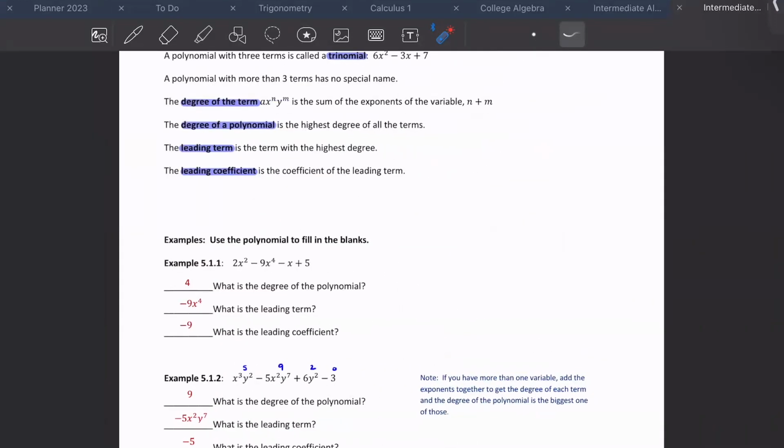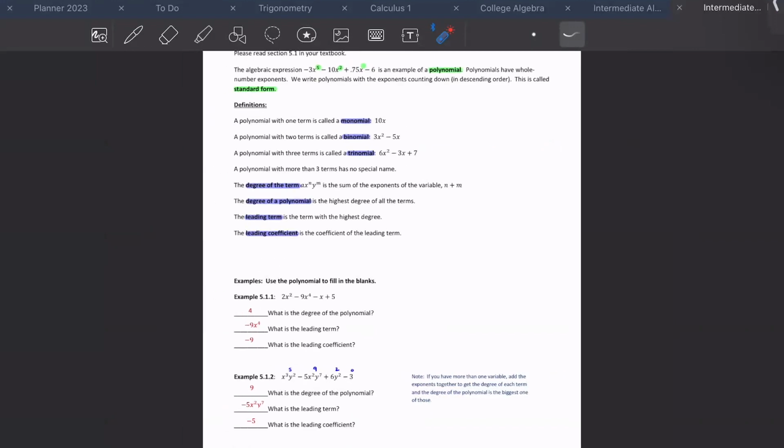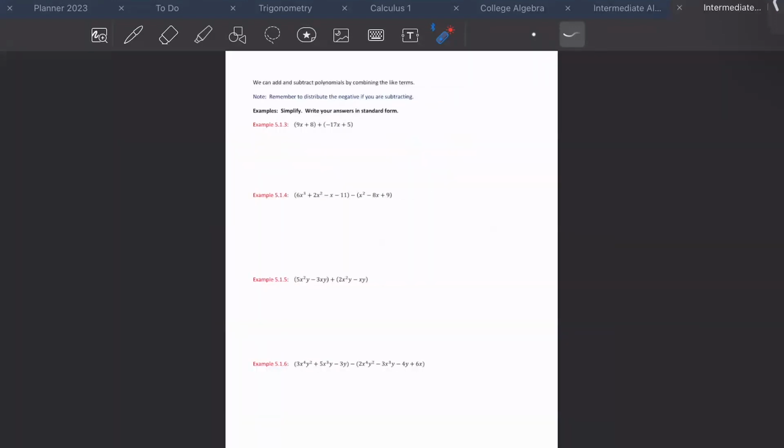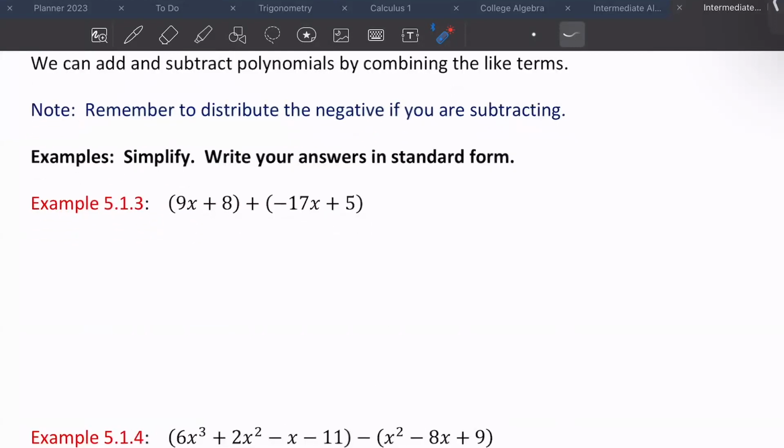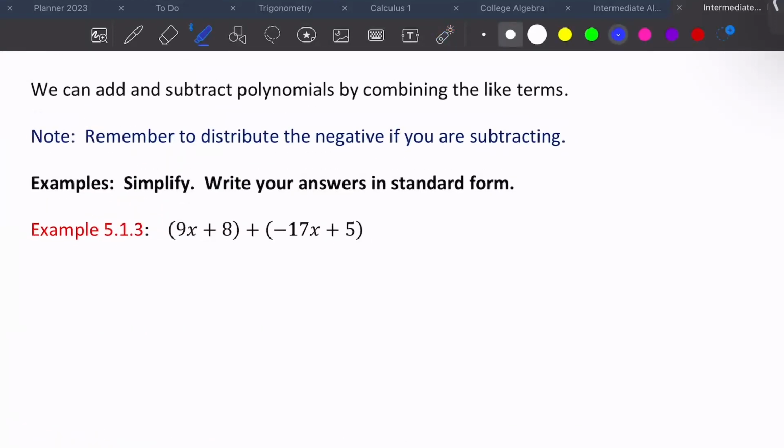So all of that is just using pretty much those definitions, okay? We can also add and subtract these polynomials by doing something else that you're pretty used to, okay? Combining like terms, right? We've done that. I've said that in previous videos, okay? And this little note here is very important. If you're going to miss these, this is what you're going to forget to do.